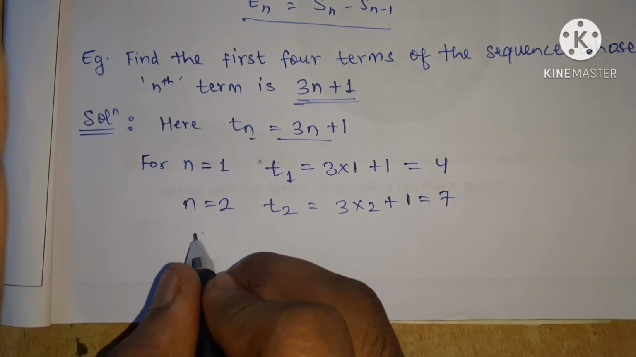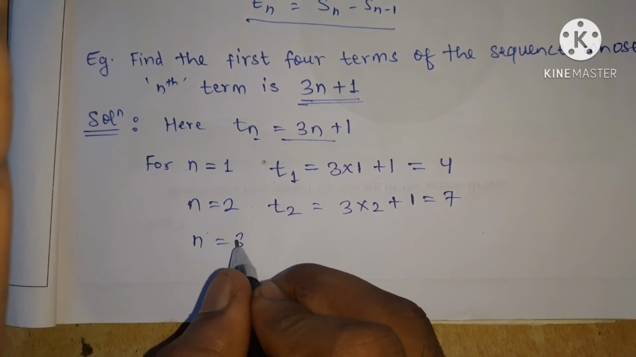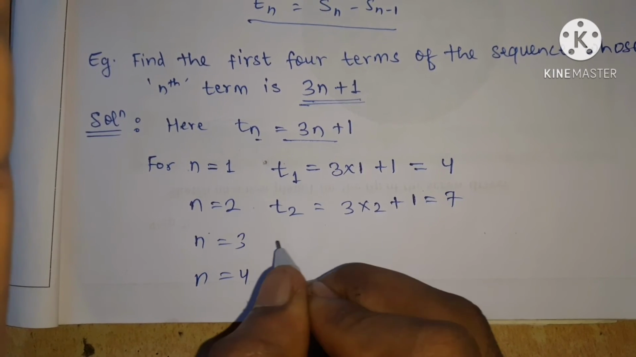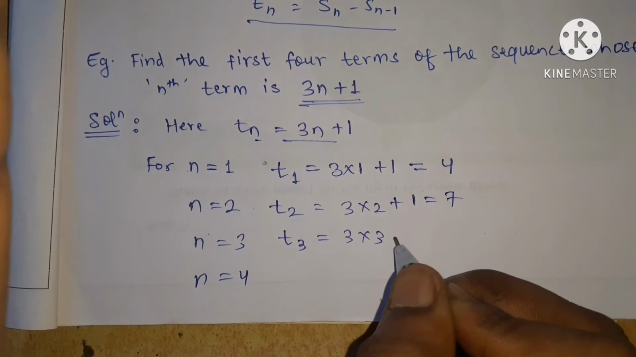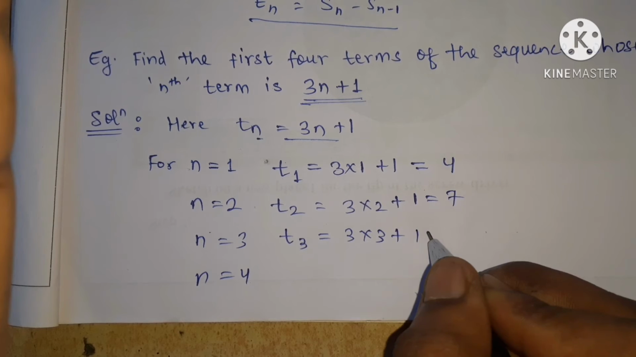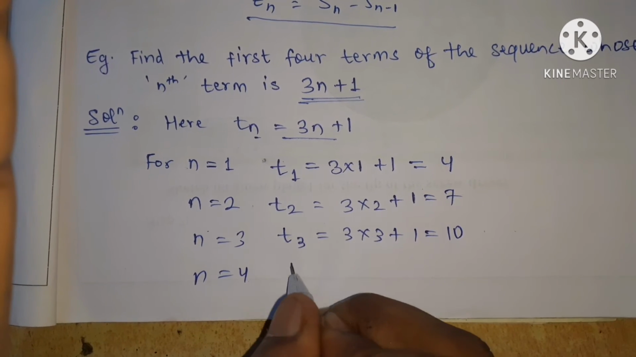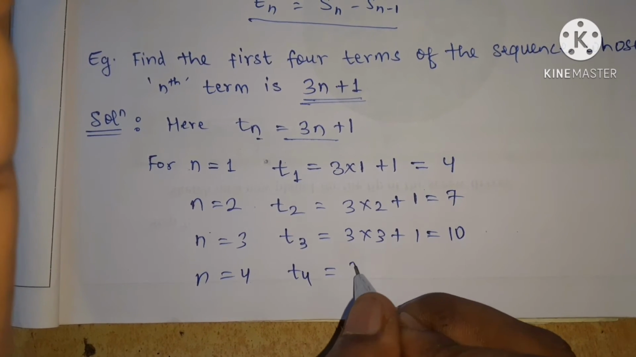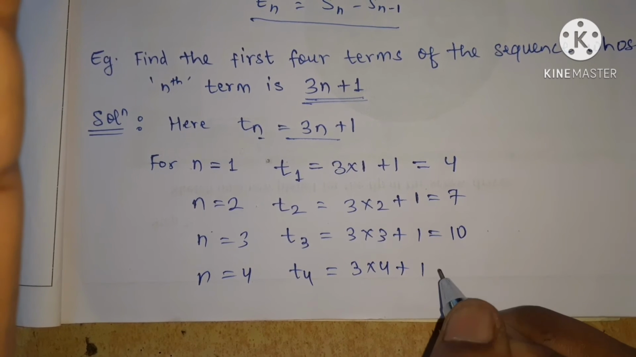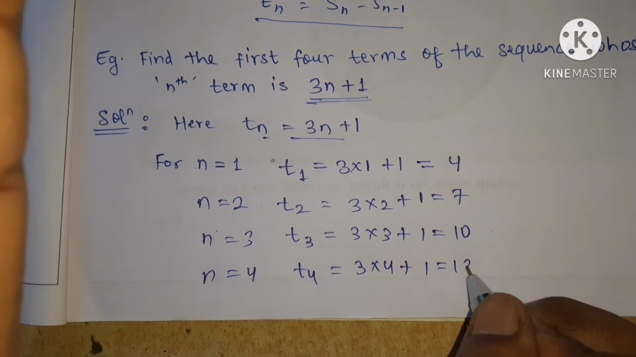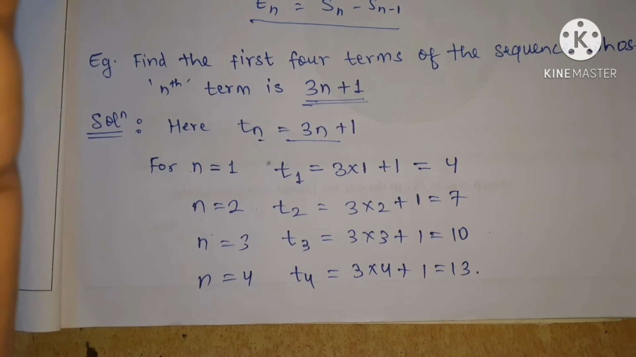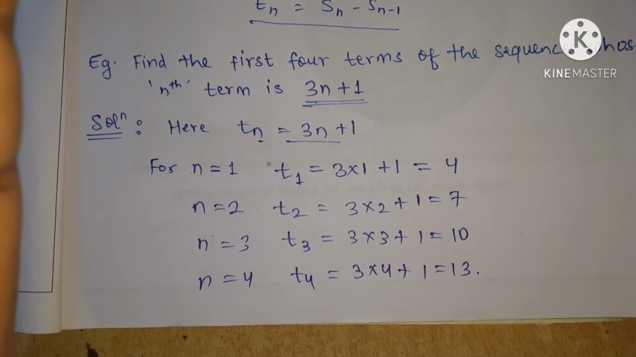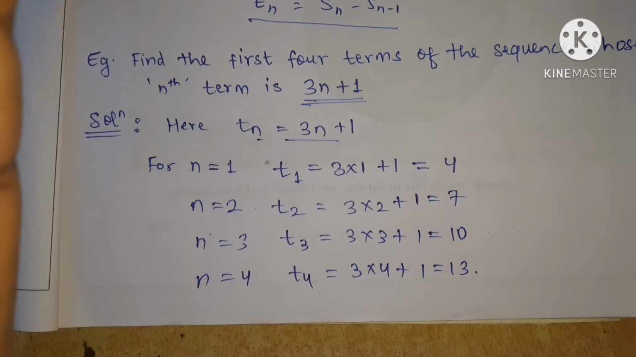In the same manner for n is equal to 3 and n is equal to 4, we have to find T3 is equal to 3 into 3 plus 1, which is equal to 10. And for T4 we have 3 into 4 plus 1, which is equal to 13. See, it is very easy. Just put n is equal to whichever term you want. If you want the 10th term, then just put n is equal to 10 in the above expression.